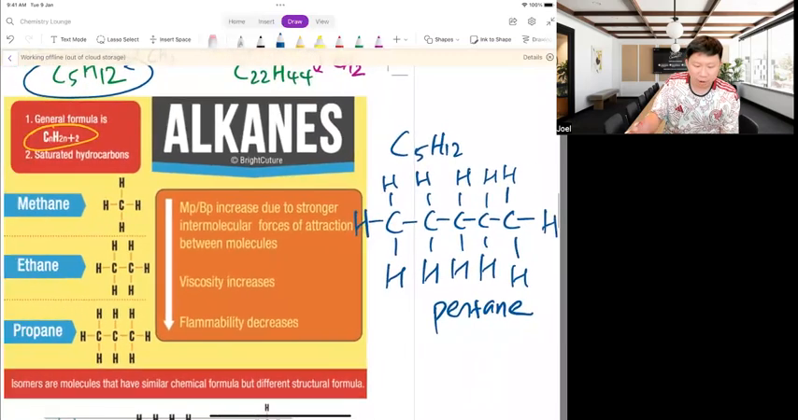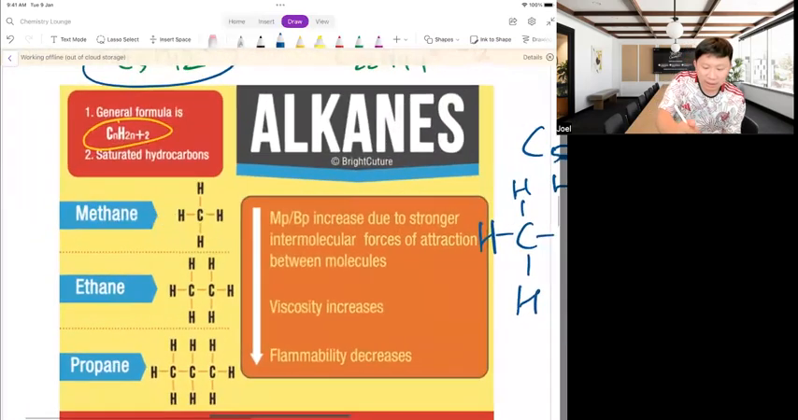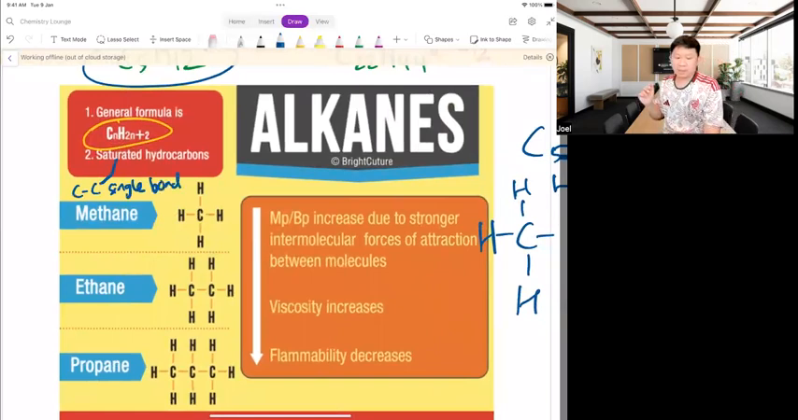Alkane has single bonds, so they are called saturated because they have carbon single bonds. Unsaturated, later you learn, has carbon multiple bonds or double bonds. This is the diagram for methane, ethane, propane. If you go down, methane, ethane, propane, butane, hexane, so many.